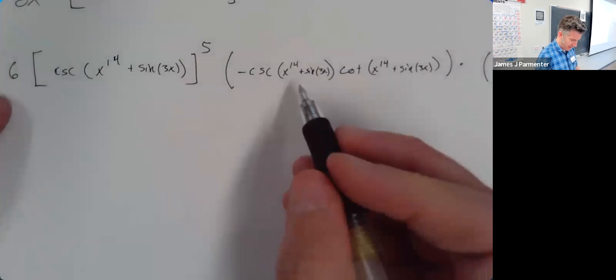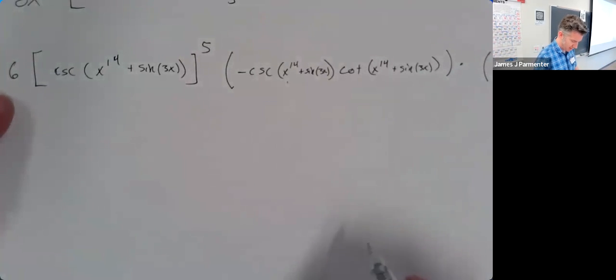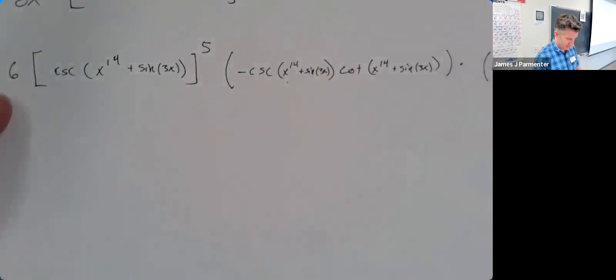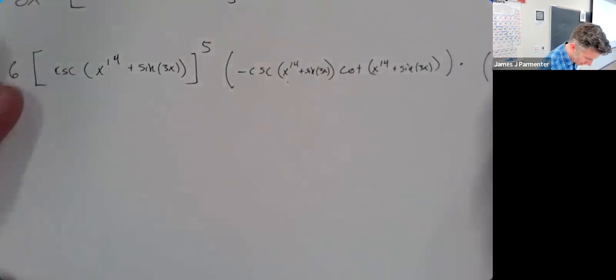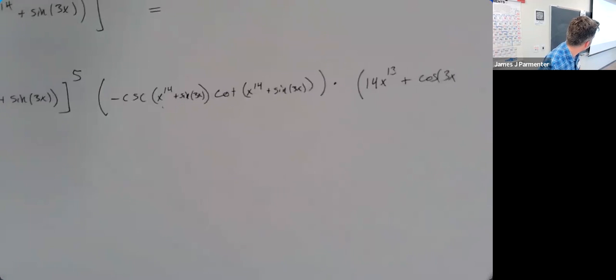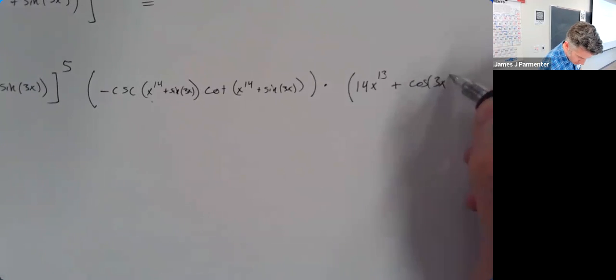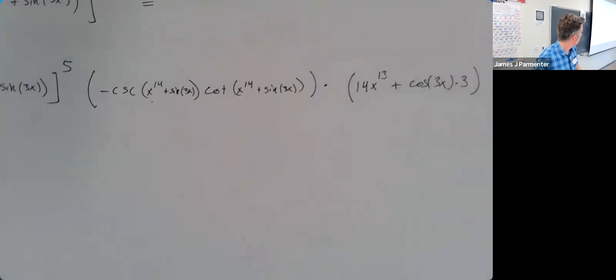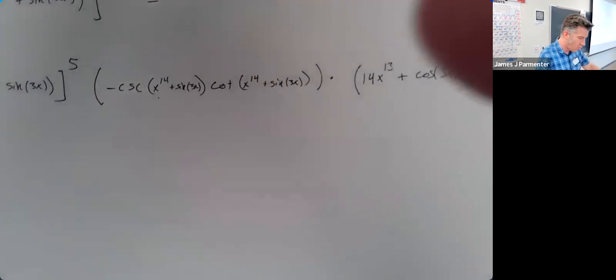The derivative of x to the 14th plus sine of 3x is going to be 14x to the 13th plus the derivative of sine of 3x. Oh, that's sine of some stuff. The derivative of sine of some stuff is cosine of the stuff. Oh, you can't see it, sorry. Times the derivative of the stuff. Notice that that 3 is only multiplying the cosine of 3x.